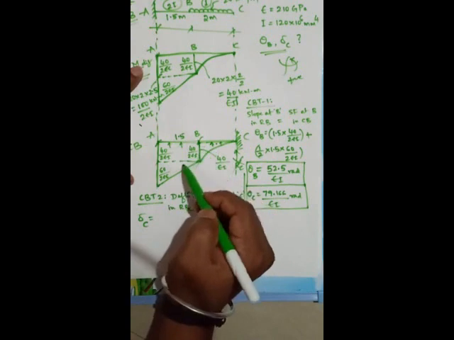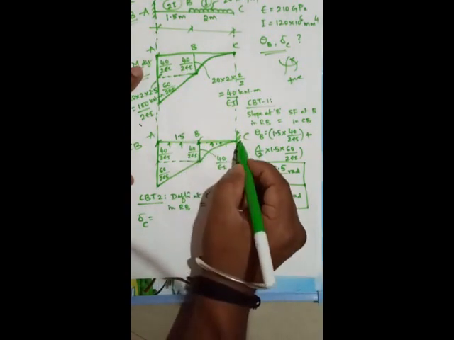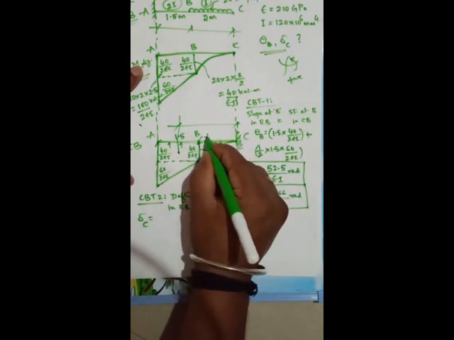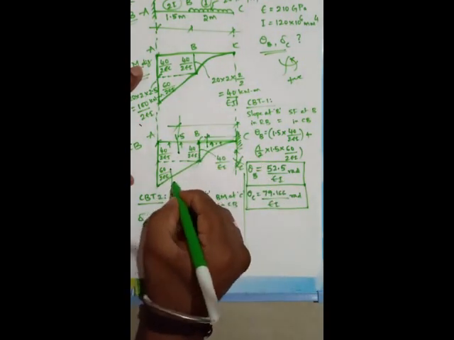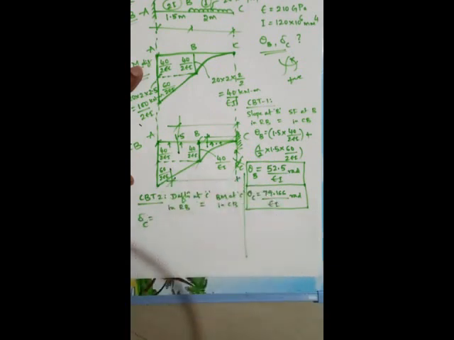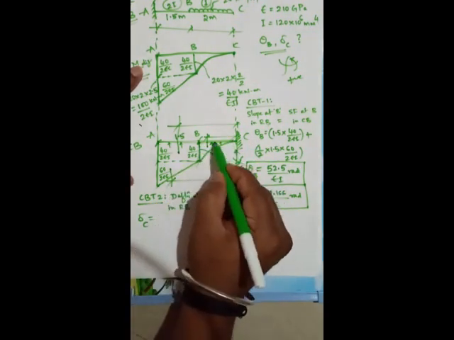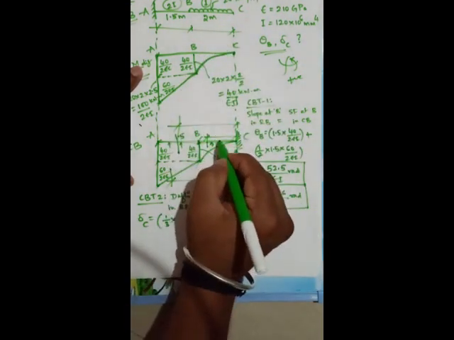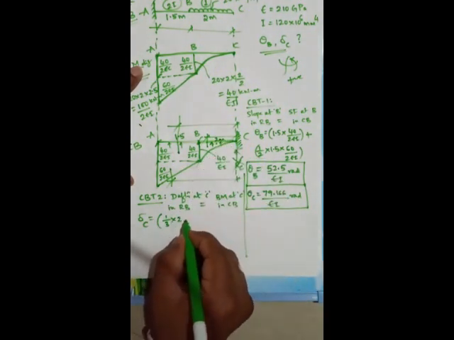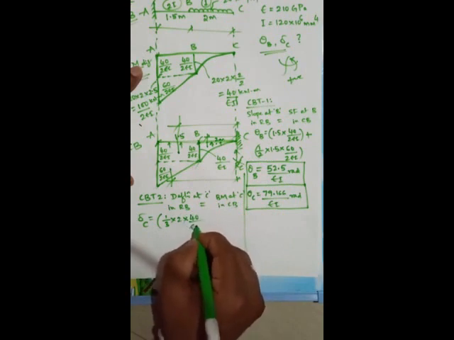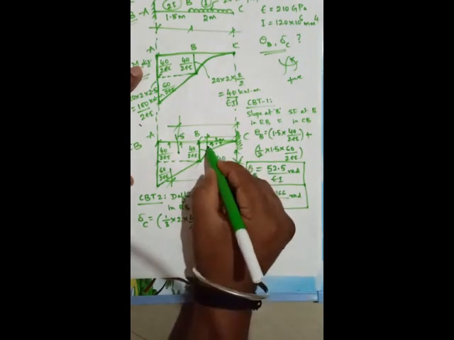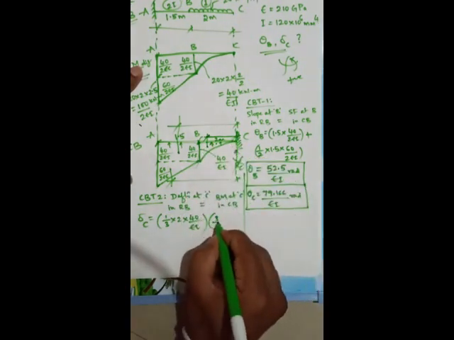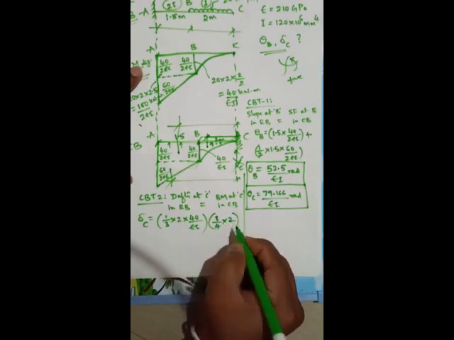So between A and C, how many figures in total? 3 figures. So I need to take moment about point C, bending moment at C in conjugate beam. So this area into distance, this area into distance, this area into distance. Okay, so let us write one by one. If I consider this figure, a parabolic triangle, what is the area of that? 1/3 of base, base is 2 meters, into height is 40 by EI, into perpendicular distance from here to here. From maximum it is 1/4 of L, from minimum it is 3/4 of L, so 3/4 of base.